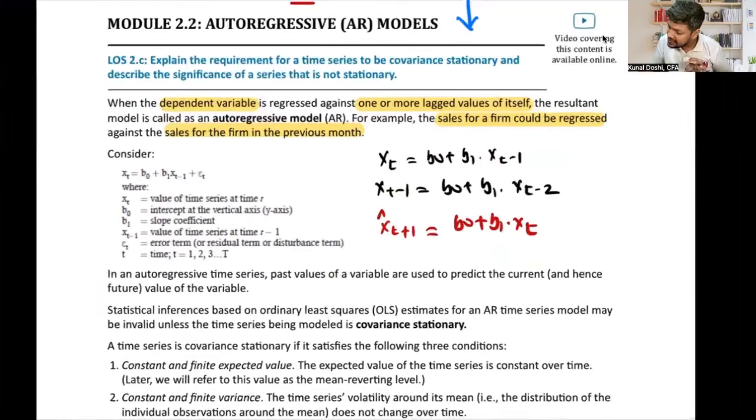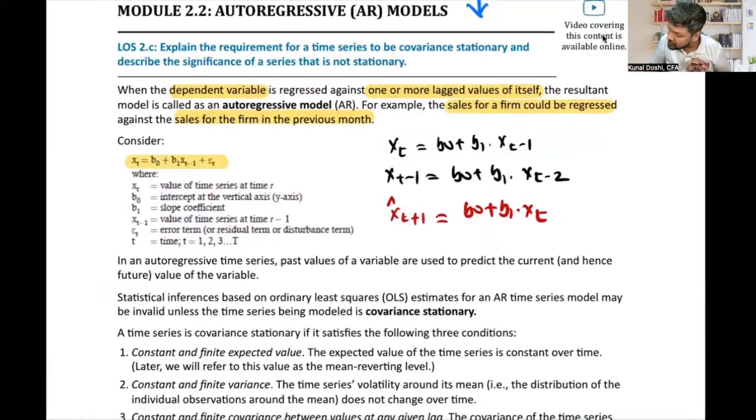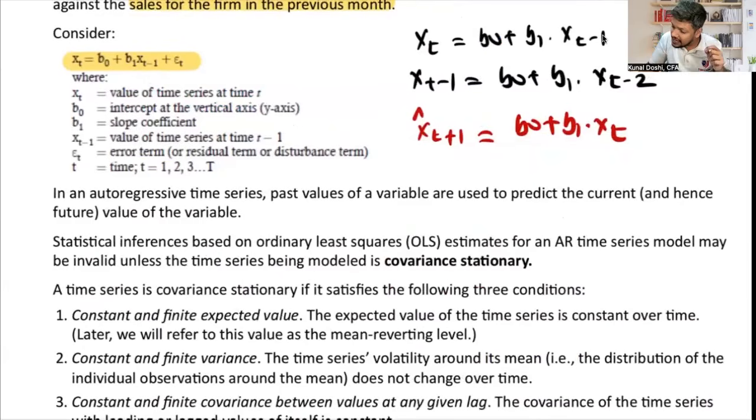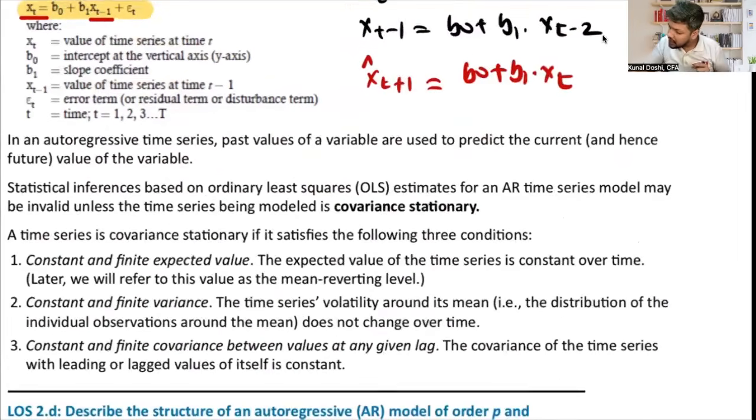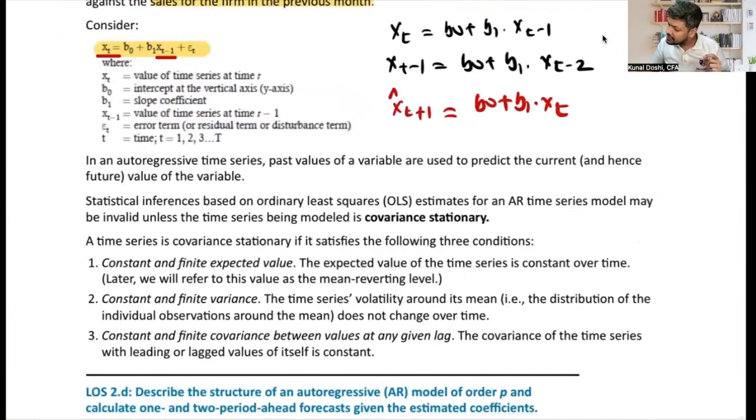Okay. This is going to be my auto-regressive model where you will see current year value based on the lag, one lag variable. You can have multiple lags also. In the syllabus, as of now, we have only one lag. Okay. In an auto-regressive time series, past values of the variable are used to predict the current value.